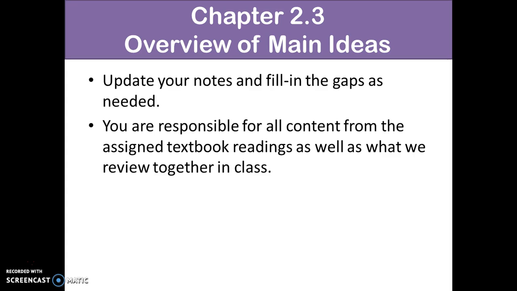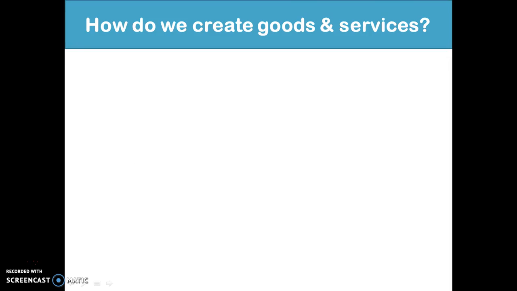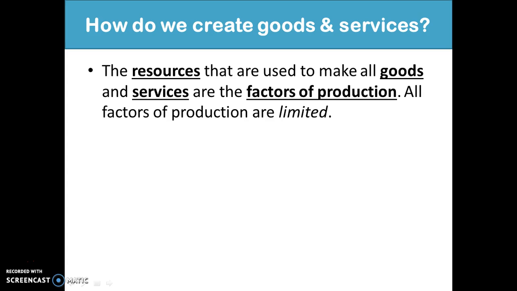We continued on with an overview of the main ideas, especially with factors of production, and students updated their notes as we went over these examples together in class. So how do we create those goods and services in order to satisfy our unlimited wants? Well, we go back to our resources, and those resources are used to make all goods and services, and we also refer to them as our factors of production. And as we said before, they are all limited.